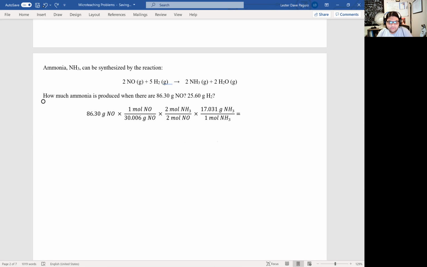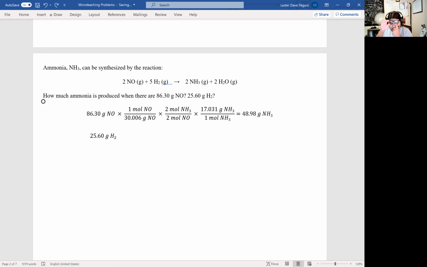And so we would need to convert it from moles to grams. The ratio from moles to grams of ammonia is 17.031 grams of ammonia over 1 mole of ammonia. And by using your calculator, we would have 48.98 grams of ammonia.